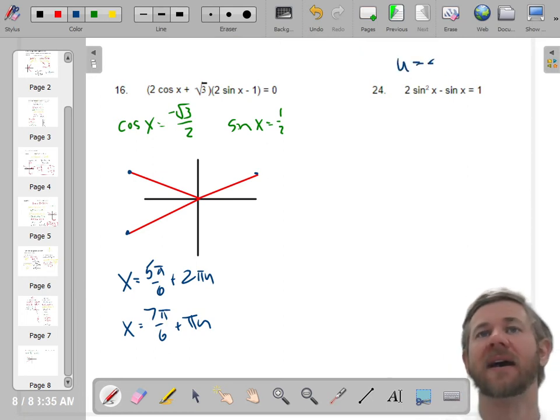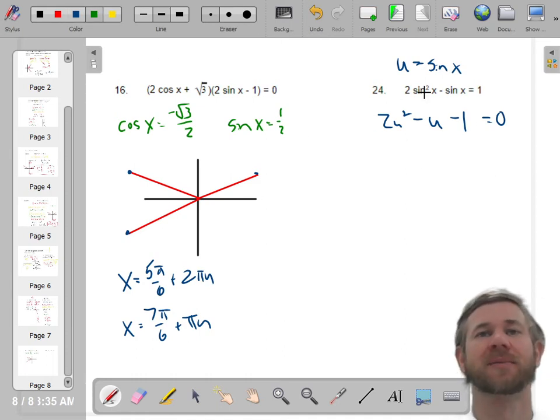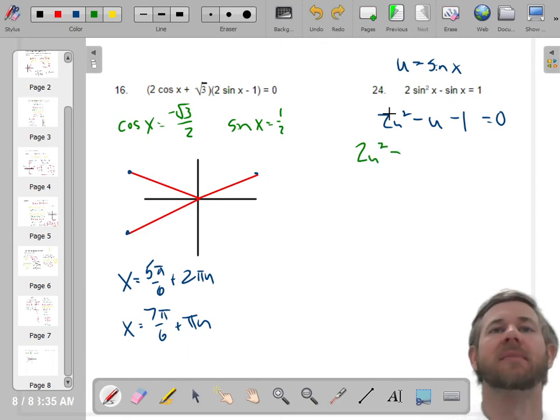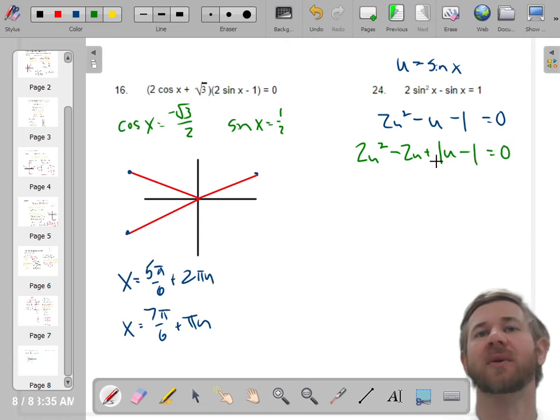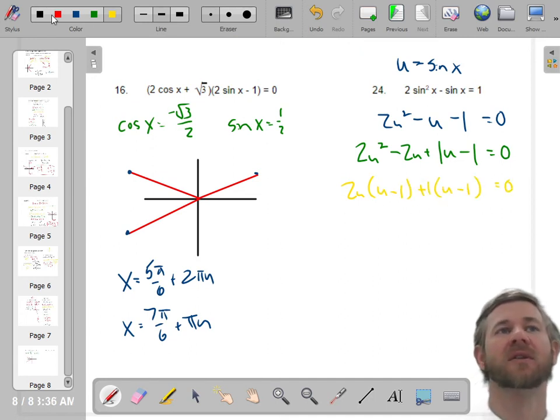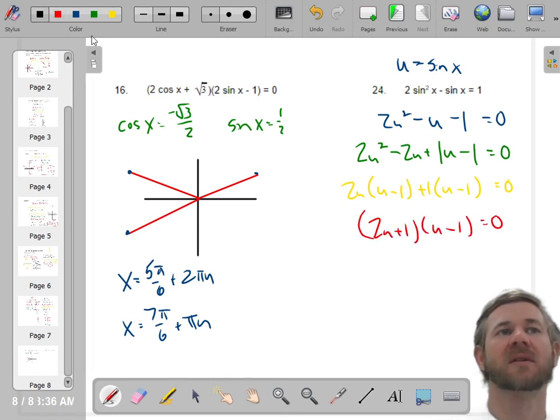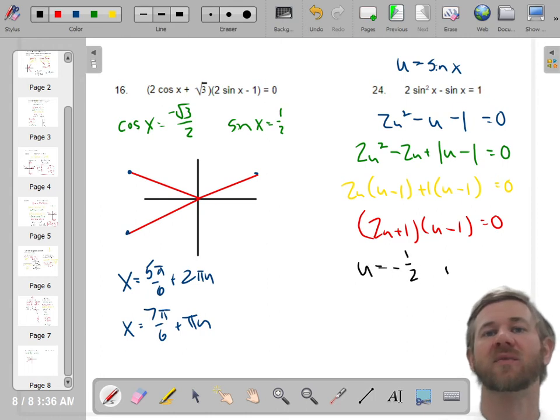One more, I see that I have some sine squared and some sine to the first, so I'm going to say 2u squared minus u, and I'll also have to subtract 1 before I factor. Now I find numbers that multiply to -2 and add to -1. So that would be -2 plus 1u. They multiply to -2 and they add to -1. Then when I do grouping, u minus 1 plus 1, u minus 1. So that means that 2u plus 1 or u minus 1 are my factors. So u is either -1/2 or 1.